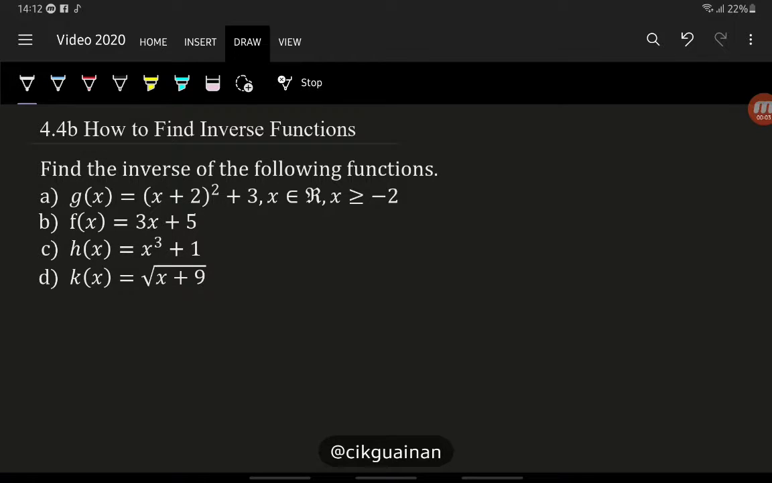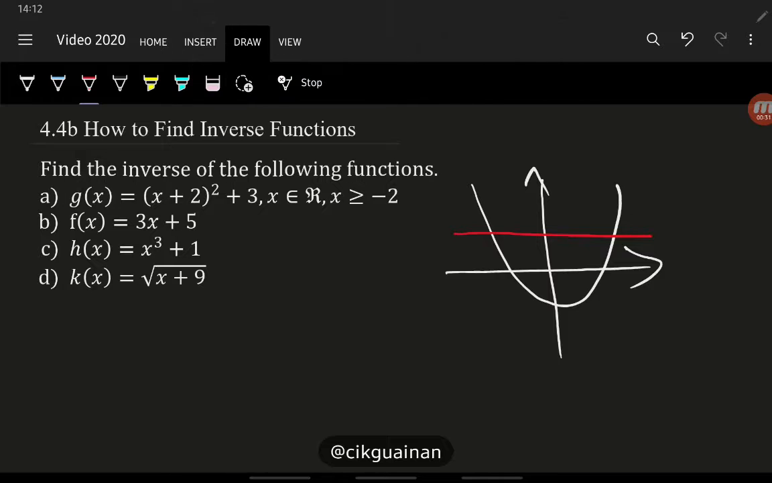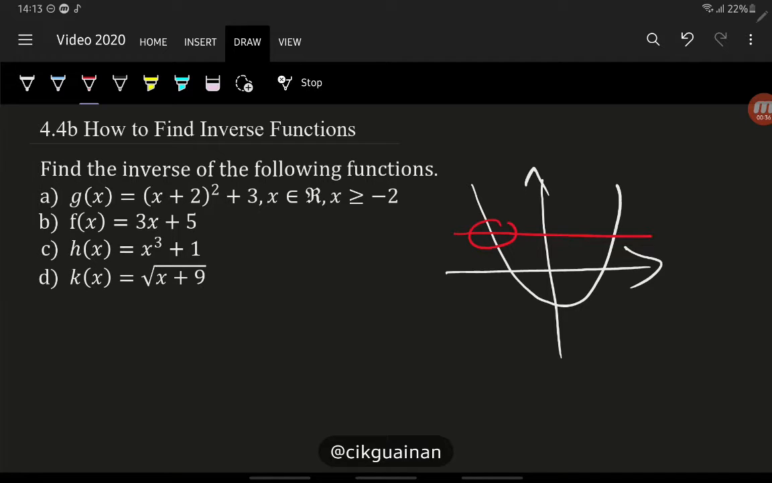In this video, I would like to share with you how to find inverse functions. So let's get started. For the first one, we have a quadratic function. If you watch my previous videos about how to verify whether a function has an inverse or not, we know for sure that a quadratic function, if we do it graphically, will fail the horizontal line test. Why? Because it has two intersections over here. So that's why we conclude it has no inverse.